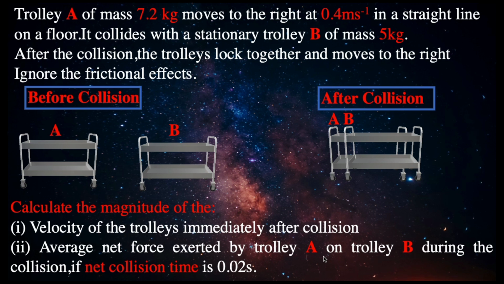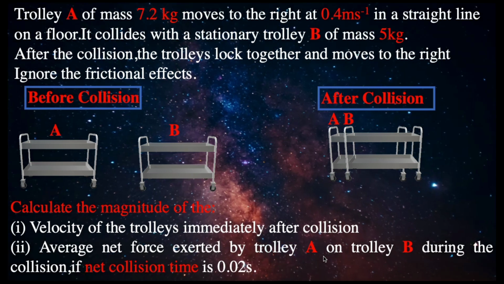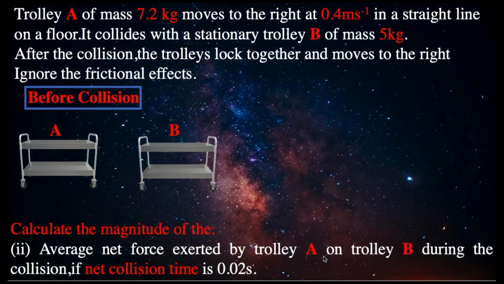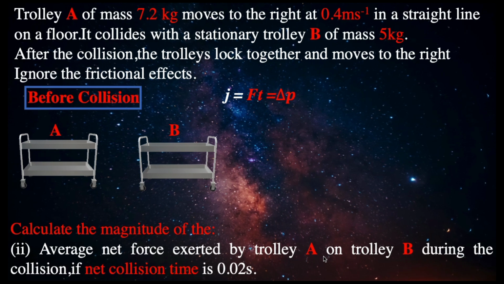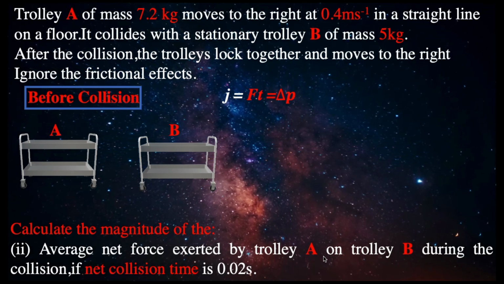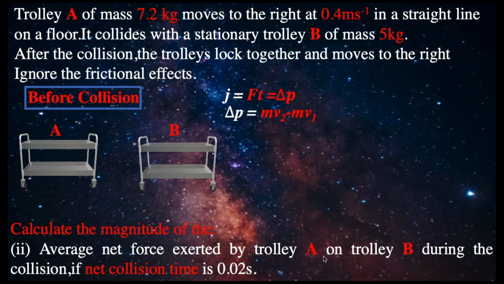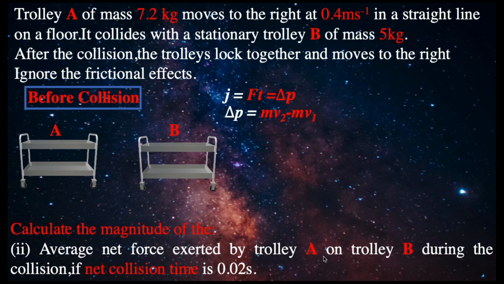The average net force exerted by trolley A on trolley B during the collision, if the collision time is 0.02 seconds. Whenever you see time, just know you're going to deal with impulse. So that's what we're going to do. What do we know? We know that impulse is force times time, and we've also proved that impulse is equal to change in momentum. Change in momentum is mass times final velocity minus mass times initial velocity. And you have to take note, in physics, of the direction. In our case, we have a very simple question, but in the next videos, we're going to solve problems in which direction will matter. But in this case, they're going in the same direction.